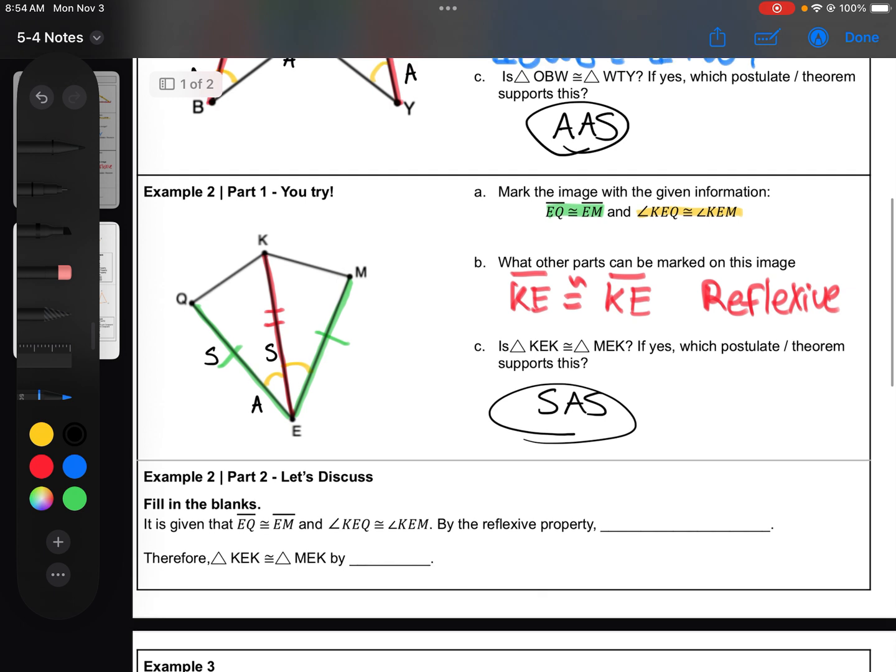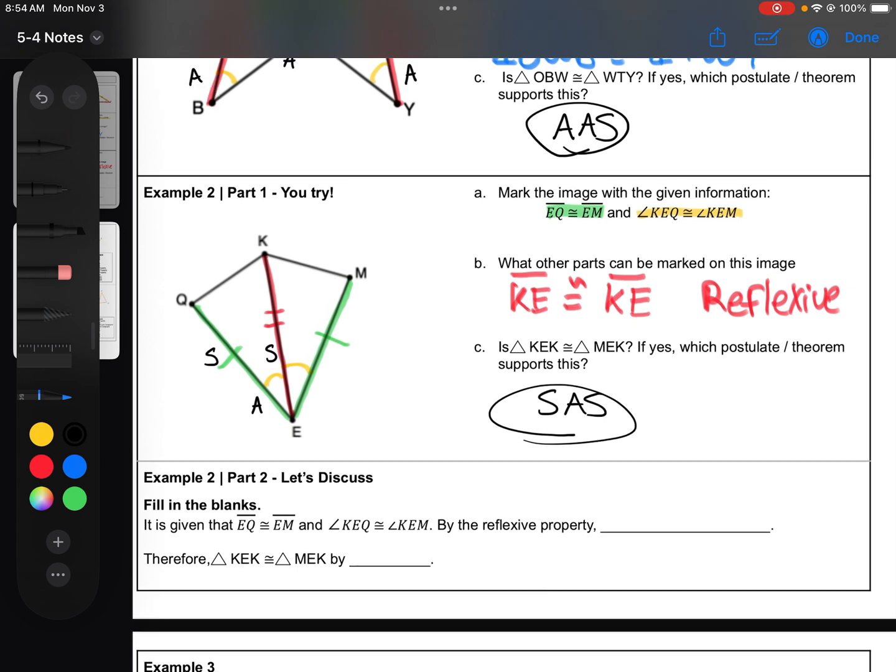Okay? Let's discuss this. So it's given that EQ is congruent to EM. It's also given that the two angles that we marked are congruent. And we found that by the reflexive property, KE is congruent to itself. Therefore, the two triangles are congruent by side angle side congruency. This is going to prepare us for proofs because we have to give reasonings as to why certain parts or certain pieces are congruent in geometry.